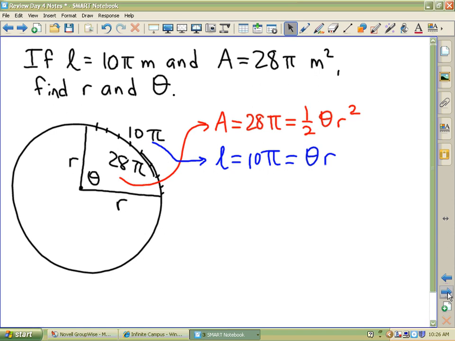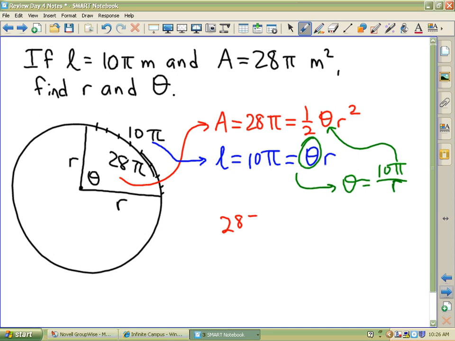How do you solve from there? Juan buys a 1/2 theta r squared for 28 pi dollars. Doesn't really work at this point because you're not really doing the traditional elimination. You're not multiplying by something and adding straight down. You want to substitute. What do you want to substitute for? Theta. That's a great idea. So theta is 10 pi over r, and we stick it in.